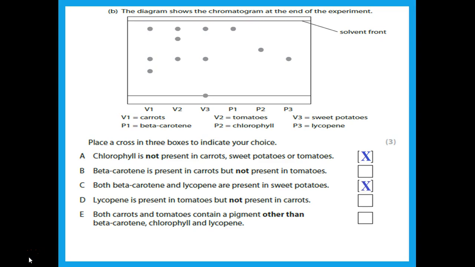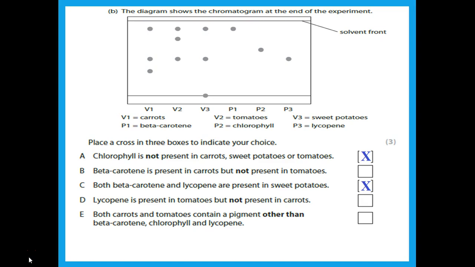Lycopene is present in tomatoes, but not present in carrots. Where is lycopene? Lycopene is P3. And he's saying it's present in tomatoes, which is V2. Yes, it's present in V2. So P3 has a spot the same height as V2. Okay. But not in carrots, and carrots is V1. But V1 also has a spot the same height as P3. So this statement is not correct.